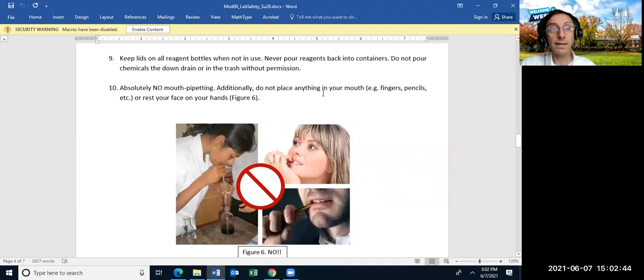You should keep lids on all petri dishes and bottles when not in use. That's to prevent them from being contaminated. Never mouth pipette. Never put anything in your mouth, including your fingers.